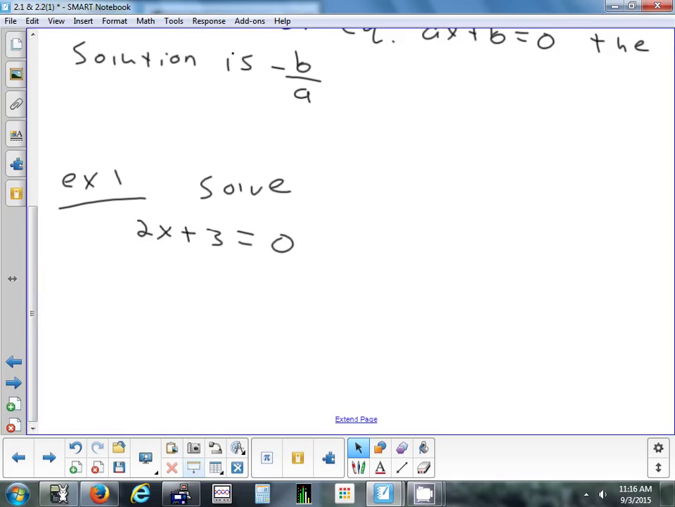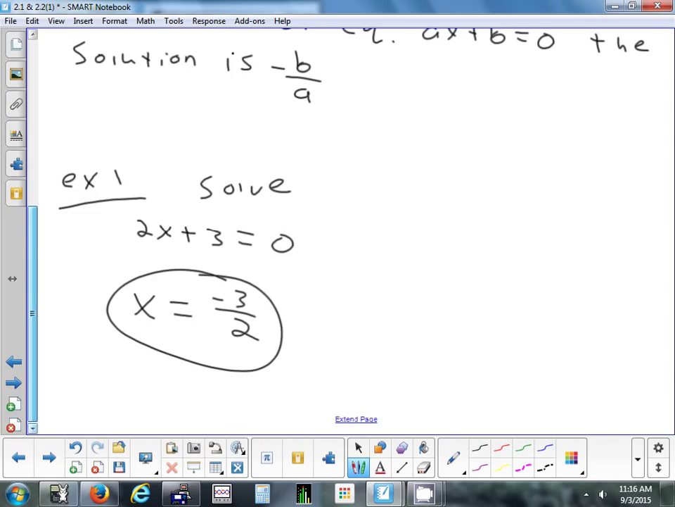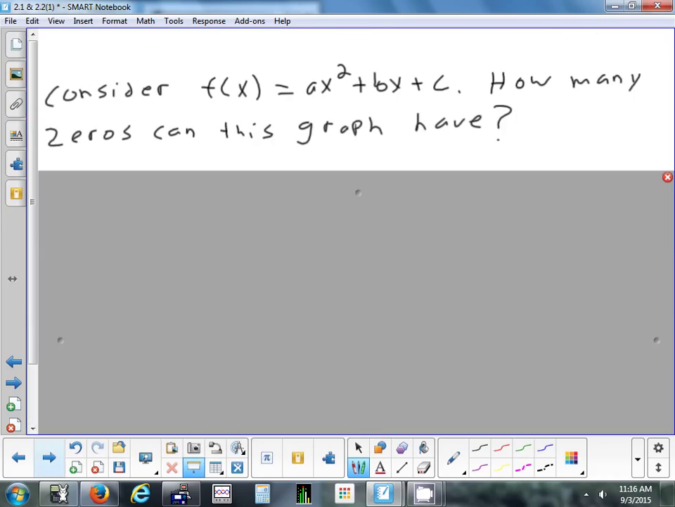All right, so here I've got the equation 2x plus 3 equals 0. Since I'm setting it equal to 0, all I want to really know is the root. What's the root in this problem? Yep, Aiden? Negative 3 halves. If you plug that in for x, you'll get 0 for y. Good. Okay, questions on that? All right, so that was a linear equation. We're not going to spend any more time on linear. Okay, that's really algebra 1 stuff.